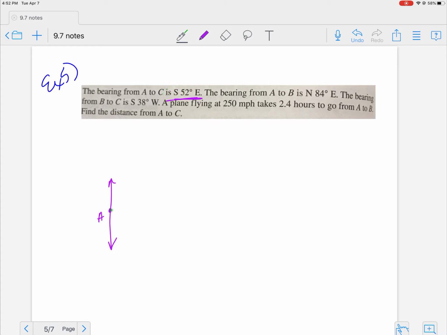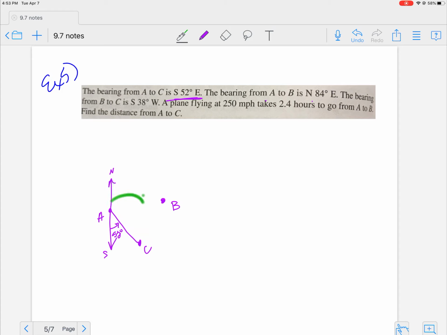I'm going to push this off to the side because we're going to have this north-south line. So this is A. It is going to be south 52 east. Okay, so that means from A here, this is south, this is north, and east goes in this direction. So from south to east, I'm going 52 degrees. That's from A to C. So this is 52 degrees. Do you see that? South to east is going to be 52 degrees.